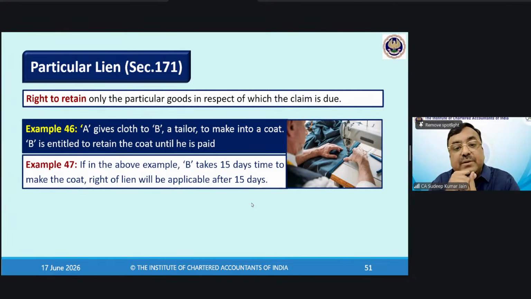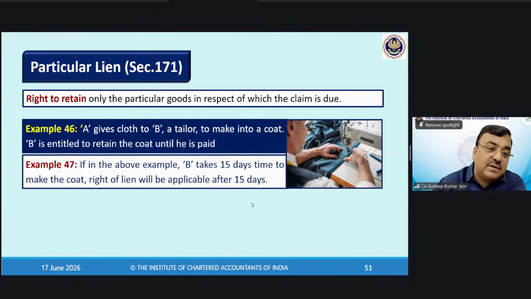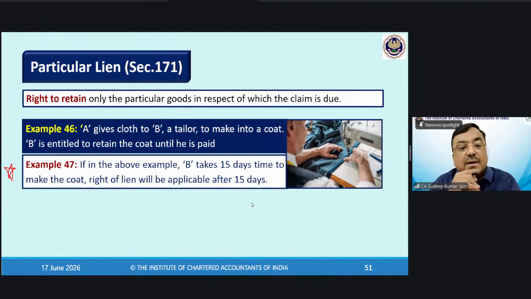If in the above example, B takes 15 days time to make the coat. Important, please mark star. B ने कहा भैया 15 दिन लगेंगे कोट, 15 दिन बाद आना। तो right of lien will apply after 15 days, when the due time is over, after the due time, right? So this was the second part.